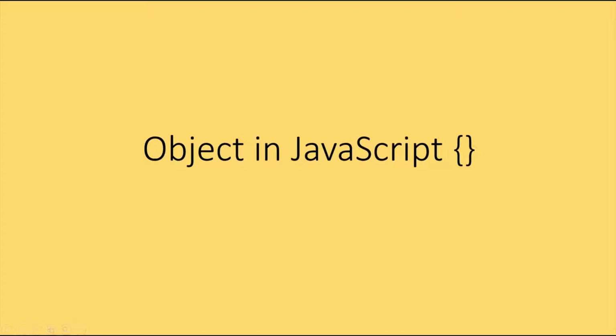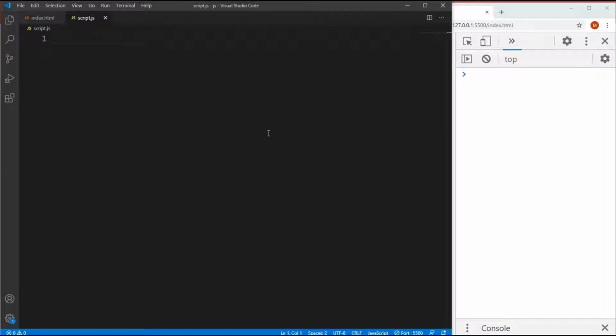In JavaScript, an object is a collection of properties defined as key-value pairs. Each property has a key and a value. So let's see objects in action. To create an object, we use object literal syntax. Let's create an empty object. We say let empty equal to an empty object.